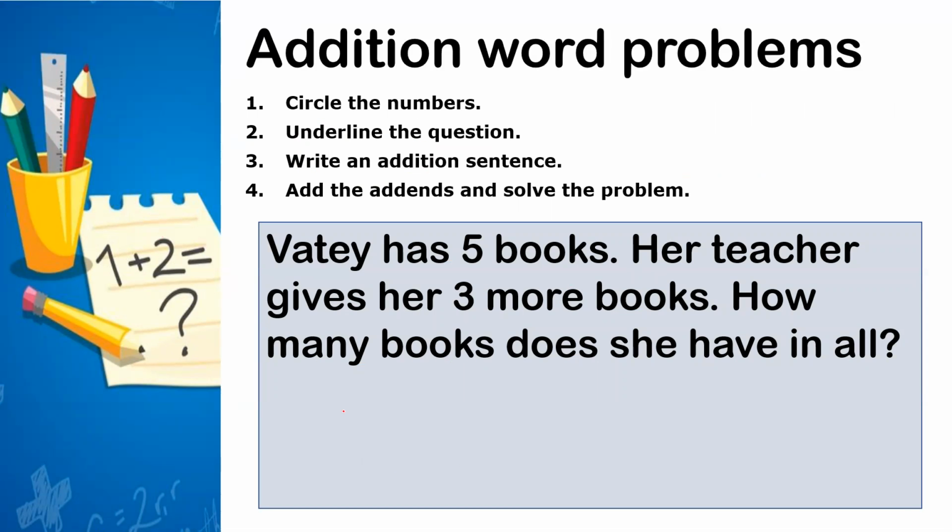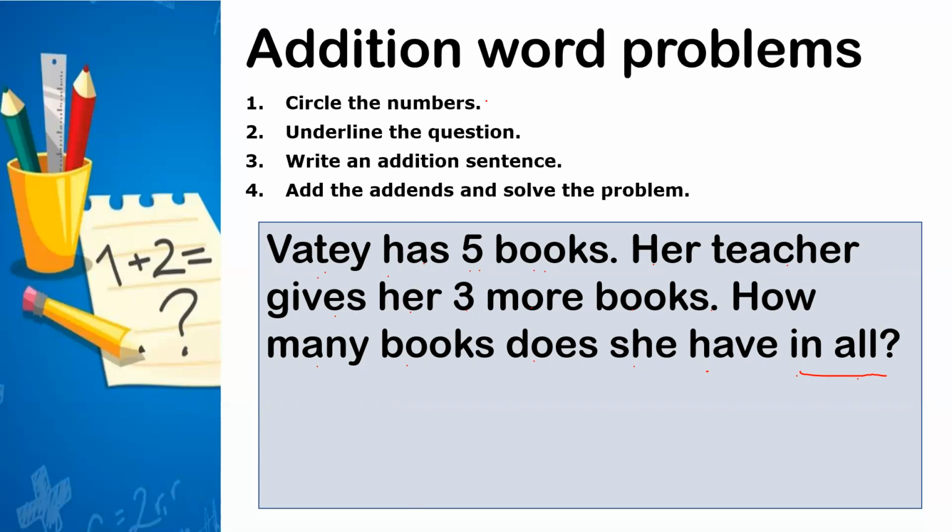Let's read the addition problem. Batai has 5 books. Did you get that? Batai has 5 books. Her teacher gives her 3 more books. How many books does she have in all? Remember I told you about in all. When you see in all, it's addition.